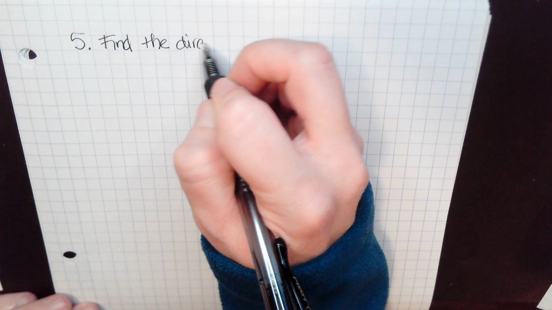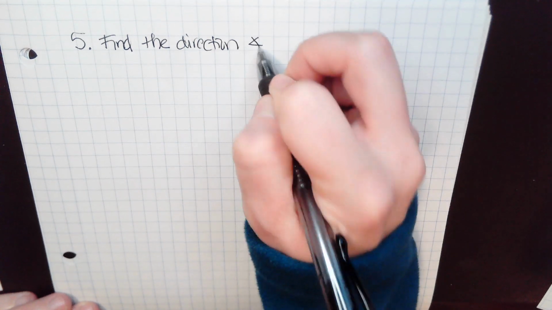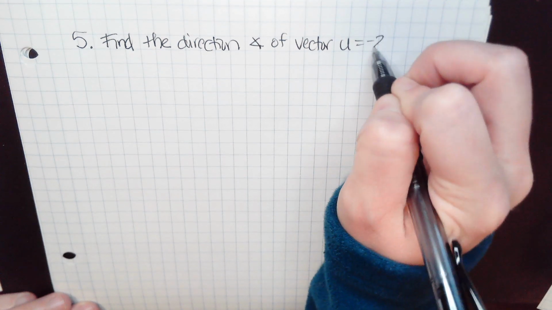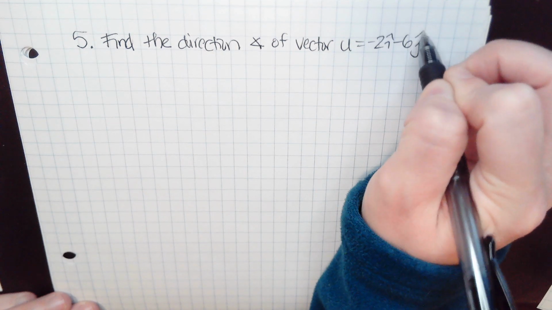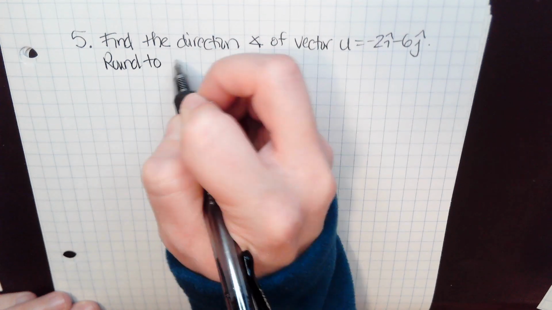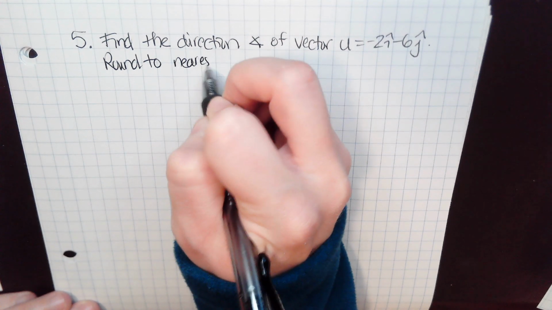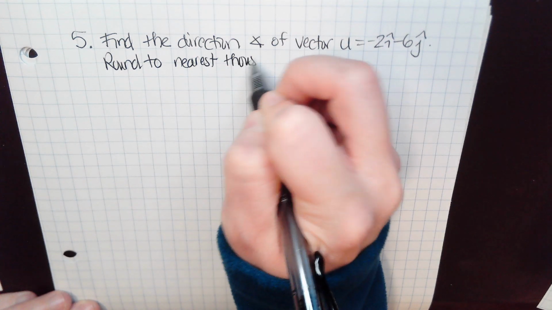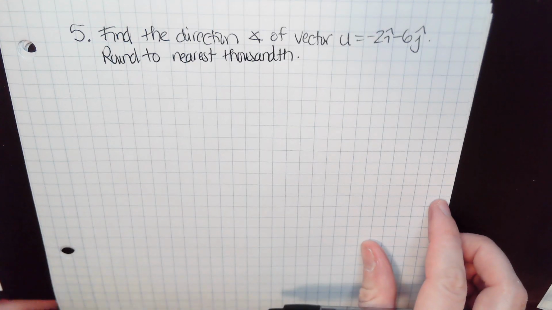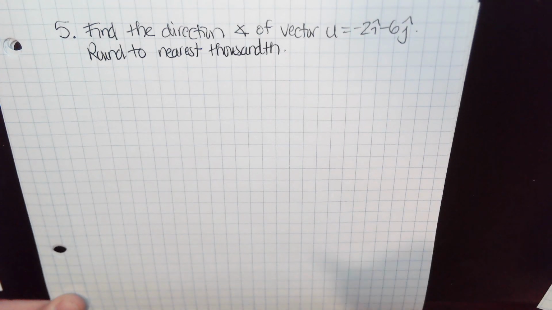Actually, why don't you guys do one more on your own? Find, can't see what I'm writing, sorry, find the direction angle of vector u, negative 2i minus 6j. And round to the nearest thousandth, 3 decimal places. Okay, go ahead, pause the video and try this one right now.